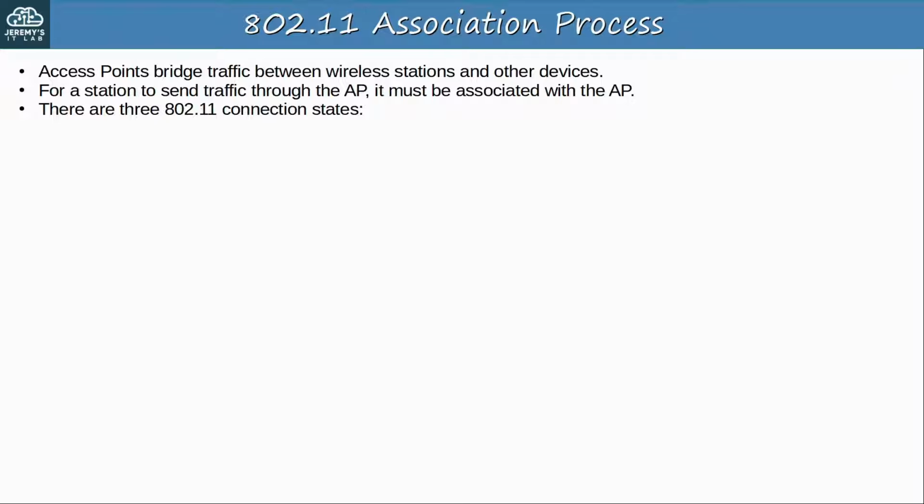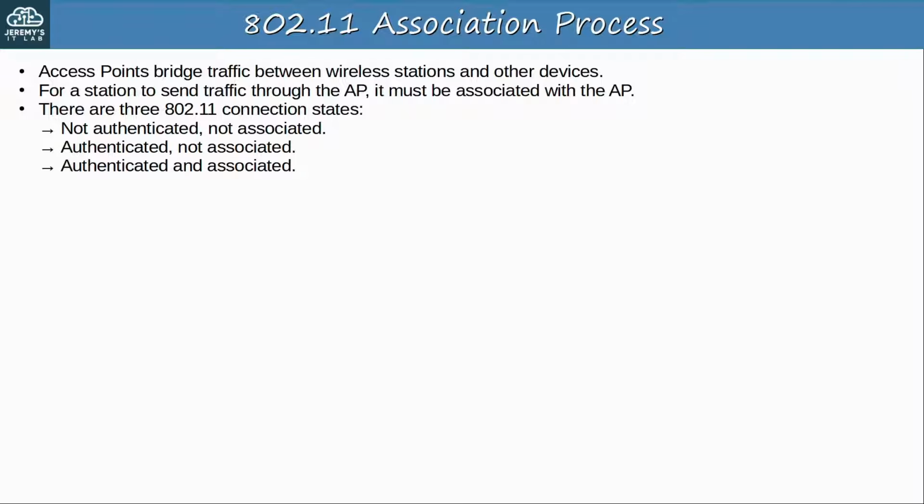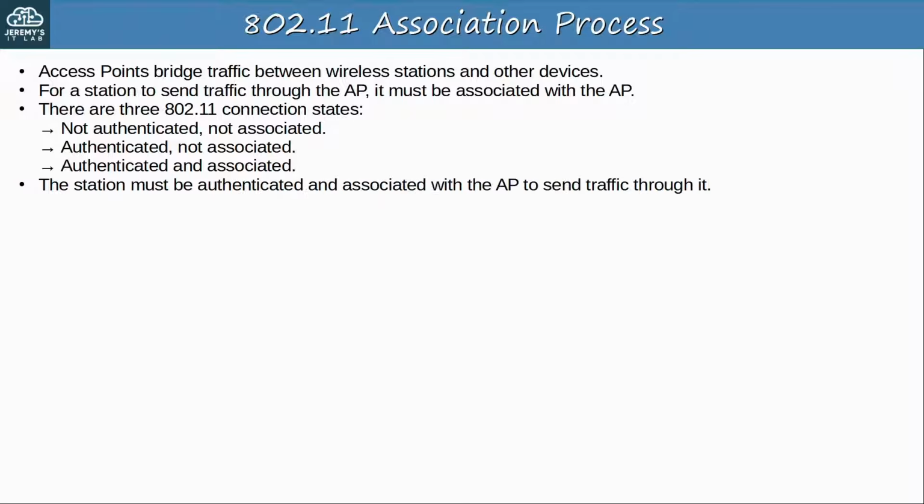There are 3 connection states. First, when the station is not authenticated or associated with the AP. Second, when the station is authenticated but not yet associated with the AP. And finally, when the station is authenticated and associated with the AP. The station must be authenticated and associated with the AP to send traffic through it. So let's look at a simple version of that process.